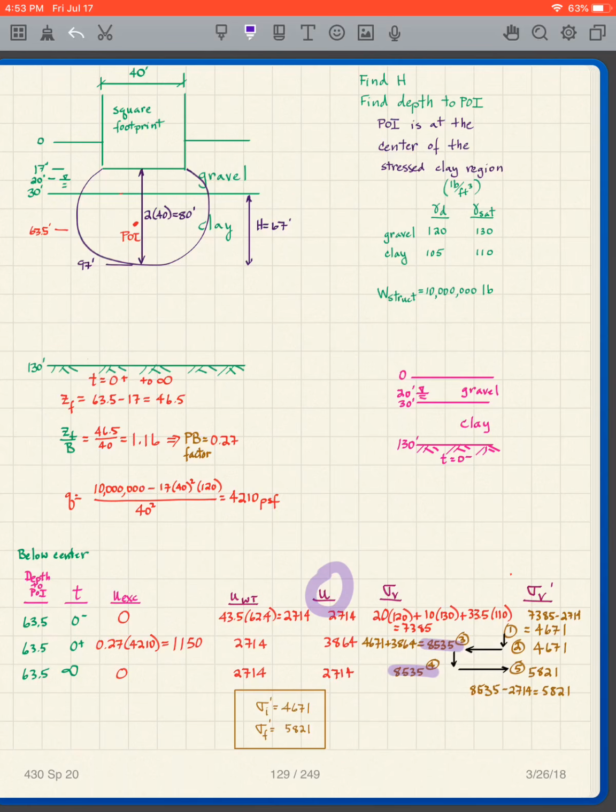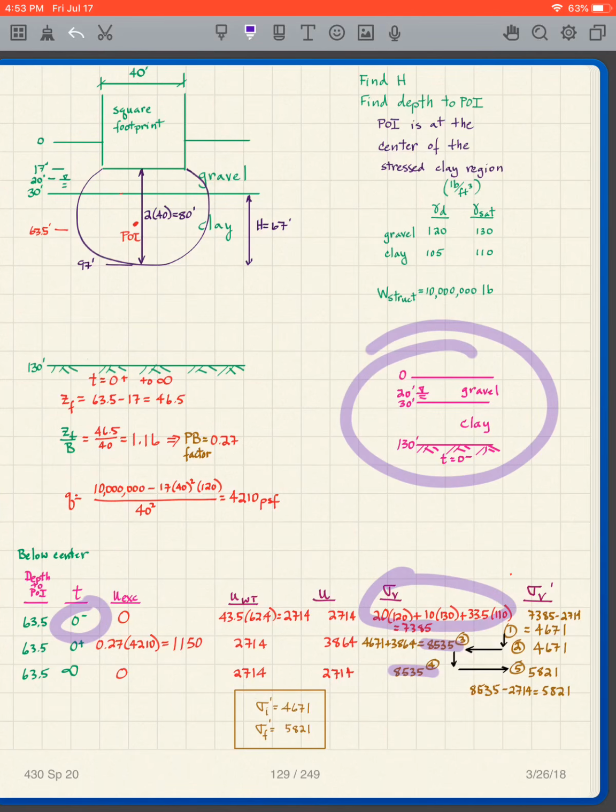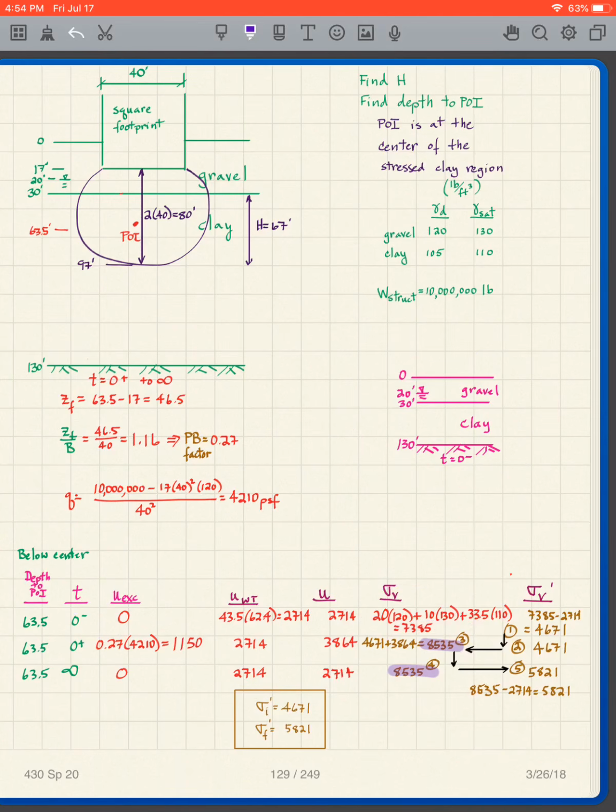So I sum those two to get my U. So UXS plus U water table gives me U. And what do I do for my sigma V? Again, at t equals 0 minus, I'm going to look at my t equals 0 minus figure. And it's going to be, again, you can all do this, 20 times 120 plus 10 times 130 plus 33.5 times 110. I'm not going to go through that. That gives me my sigma V.